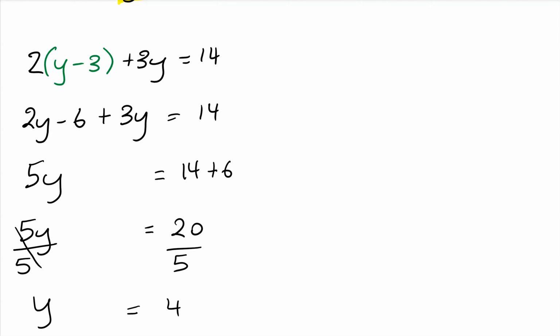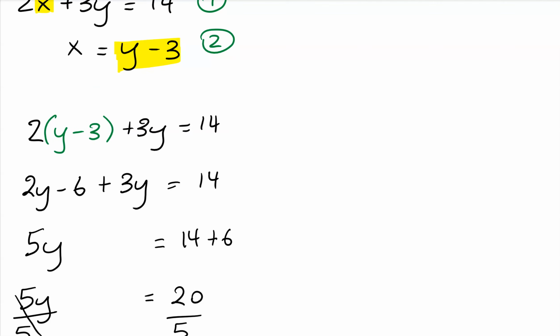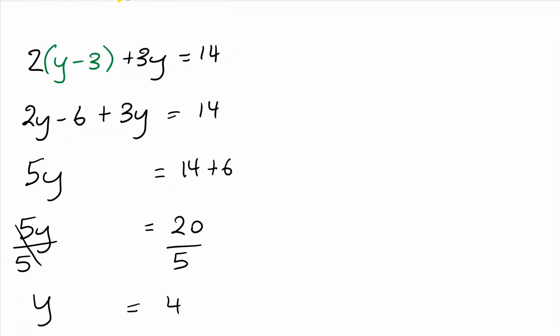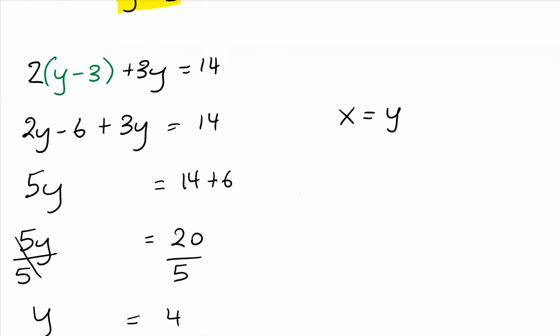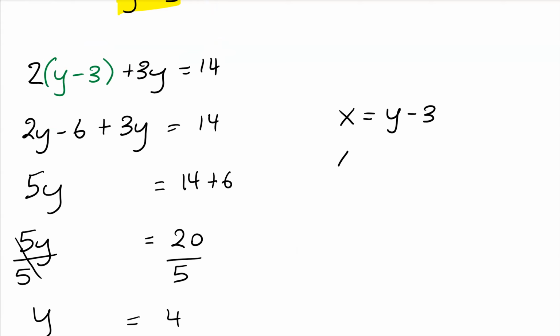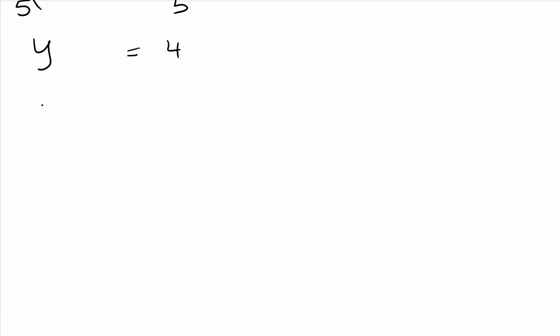Now I want to find out what x is, so I can just use equation 2 to find x, since I already know what y is. So x equals y minus 3. Therefore x equals 4 minus 3. Therefore x equals 1. So my solution is x equals 1, y equals 4, so the coordinate point is 1, 4. And that's how I use the substitution method to find an intersection point or to solve two equations for two different variables.